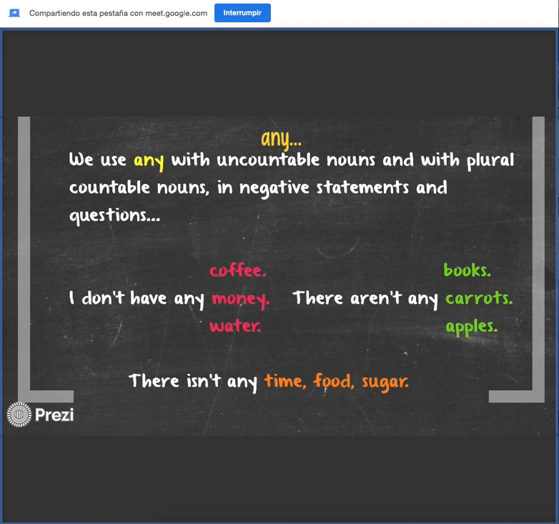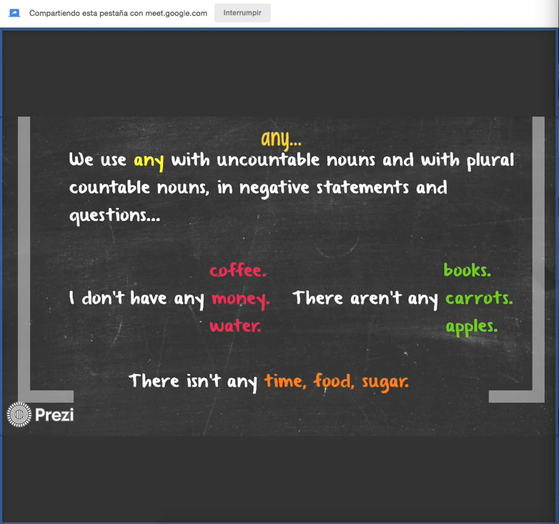Okay, Sarah is saying, there aren't any water in the fridge. Actually, it is there isn't. ¿Listo? Acuérdense, amores, cuando son no contables, en lugar de aren't, van a utilizar isn't. ¿Por qué? Porque es como si lo tuvieses en singular. Solo tienes la forma singular. There isn't any water. No hay agua. El are es para el plural. So, there isn't any water in the fridge. Very good, Sara.